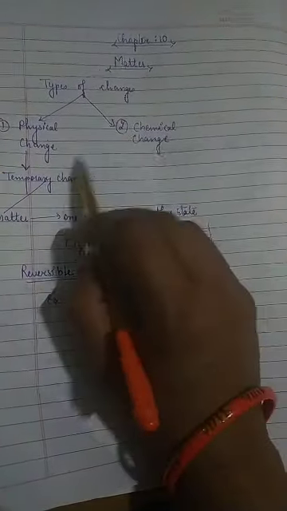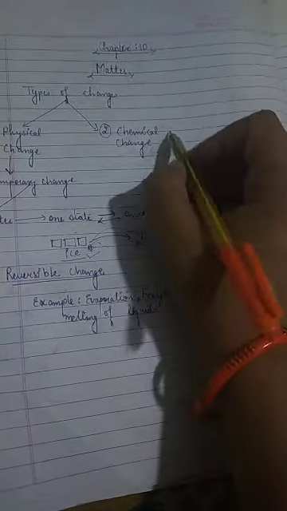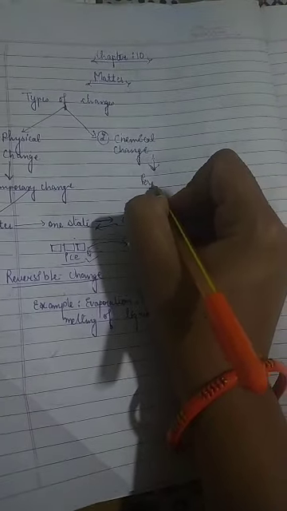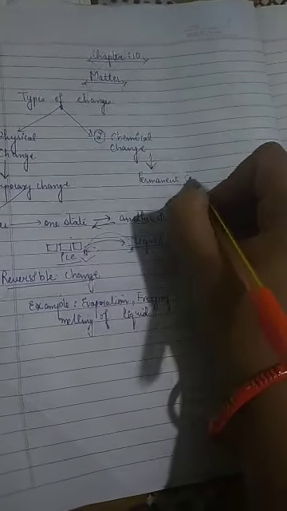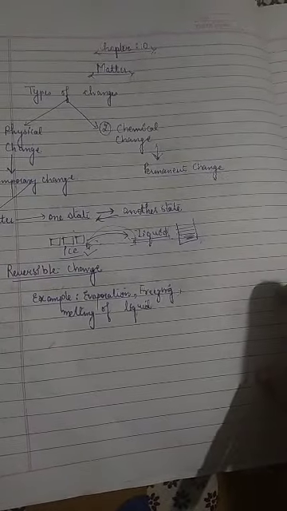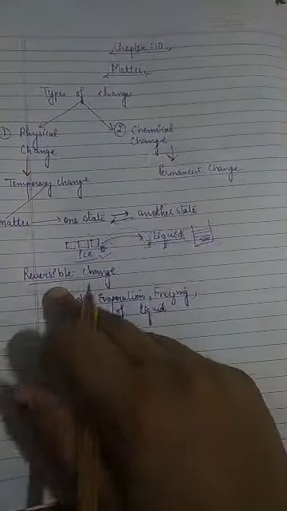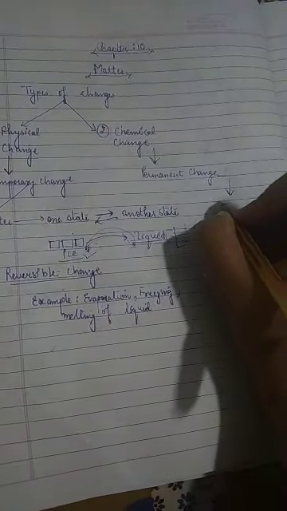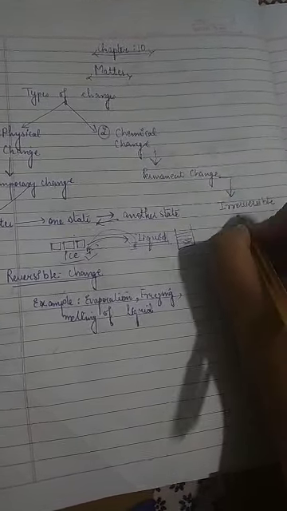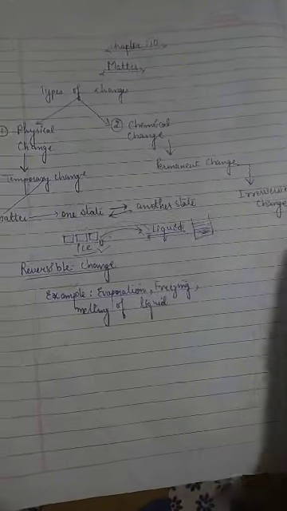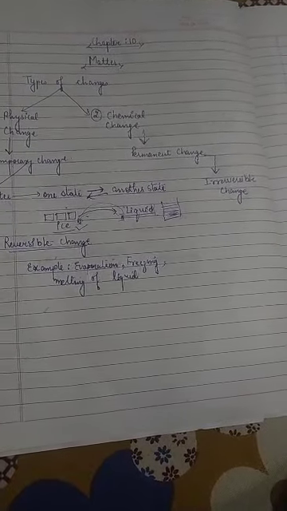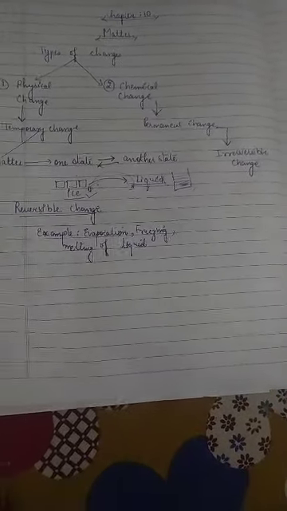Chemical change is an opposite change to the physical change. Means if physical is a temporary change, then chemical is a permanent change. If I'm saying here it's a reversible change, then it is an irreversible change. Clear? Means let us understand with an example.